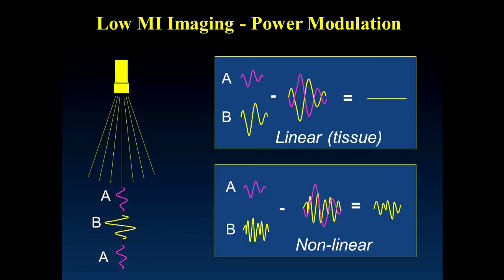Another multi-pulse technique is called power modulation. Now, along each line of ultrasound, 3 pulses of different acoustic energy are transmitted. You can see here that pulse B is twice the acoustic power of pulse A, but all of these are low power pulses. The pulse A is added together and they are subtracted from pulse B, and again, the linear signals returning from tissue are canceled, whereas the nonlinear harmonic signals from microbubbles remain.